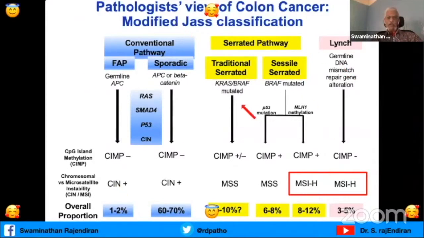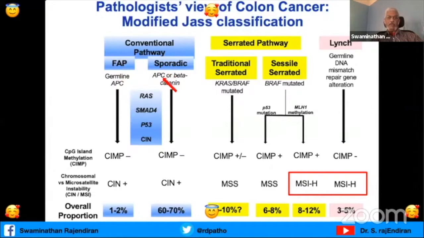How will you know this cancer belongs to this group? You have to look for CpG island methylation and microsatellite instability. When there is no CpG island hypermethylation, then it is a conventional pathway. Then you have to see whether there is germline APC. When there is germline APC, then it is familial.